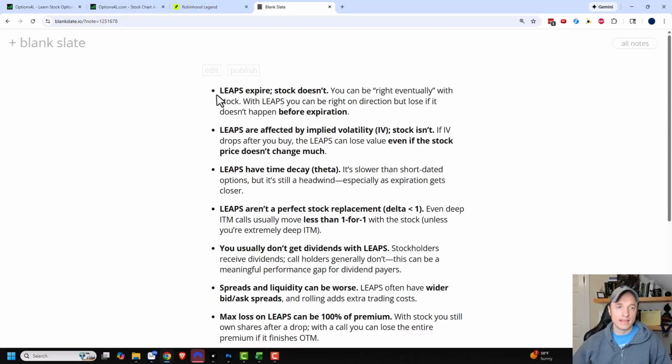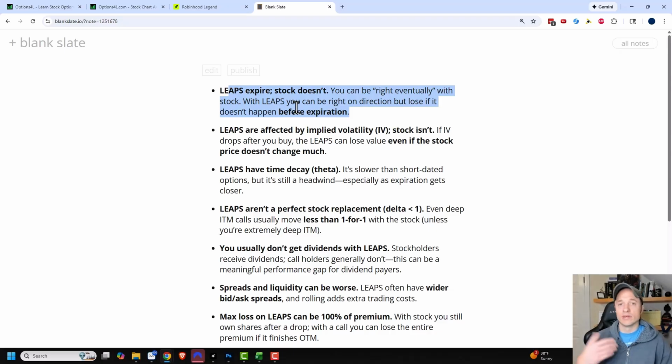All right, so LEAPS options expire and stock doesn't. So you can be right eventually with stock. With LEAPS, you can be right on a direction, but lose if it doesn't happen before expiration. So with stock, obviously, you own that stock. You can ride it up and down. You can hold on to it for 10 years and ride it all along the way.